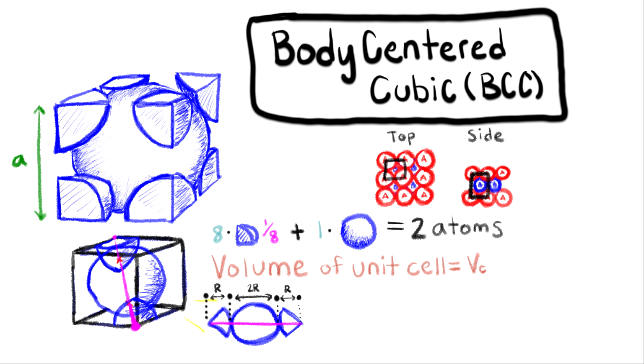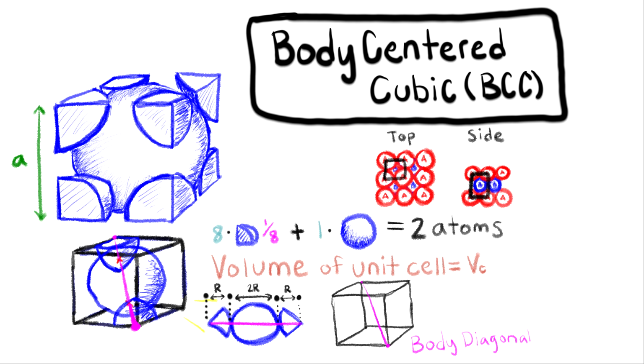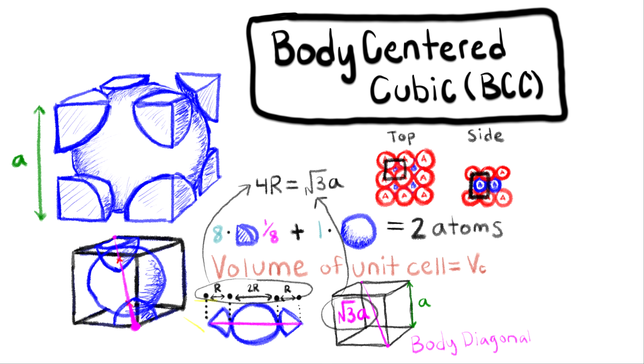A segment of this kind that passes through the center of a cube to connect 2 vertices is, appropriately enough, what geometry calls the body diagonal. It is related to the side length A through trigonometry. Since we already know the body diagonal has a length of 4r, we can set it equal to the square root of 3 times A and solve for the side length of our cube. The side length is equal to 4r divided by the square root of 3.